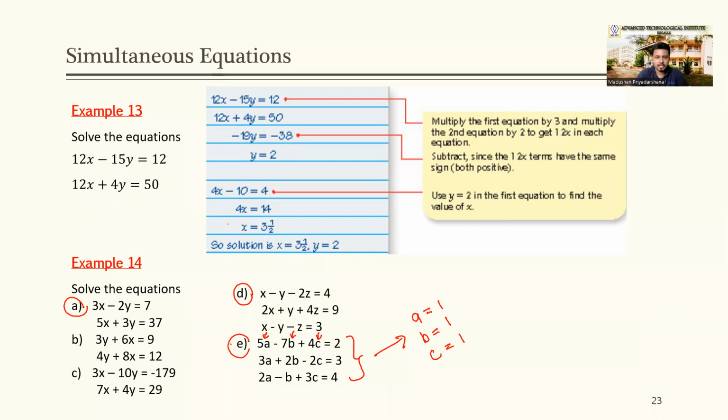Can you manage this one, part E? Yes, A equals 1, B equals 1, and C is also equal to 1. Can you manage this one, part E, or do you need my support here?